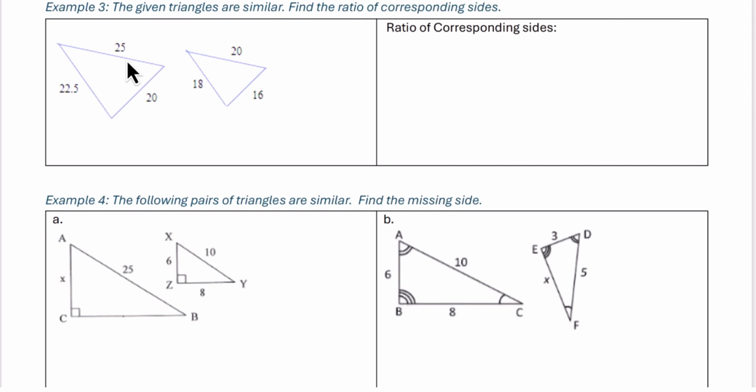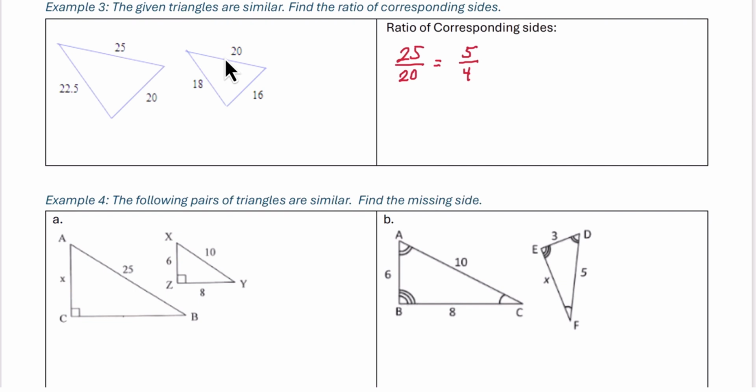Now pick any side. Let's do 25 divided by 20. We can reduce this. 5 will divide into both of those numbers. 25 divided by 5 is 5. 20 divided by 5 is 4. So the ratio of corresponding sides is 5 to 4.